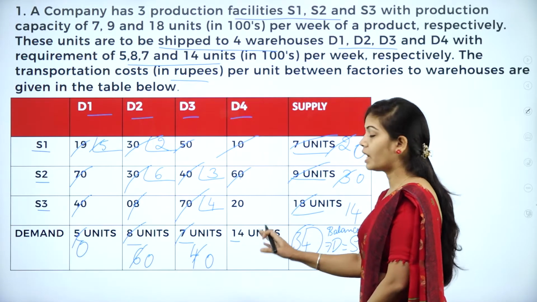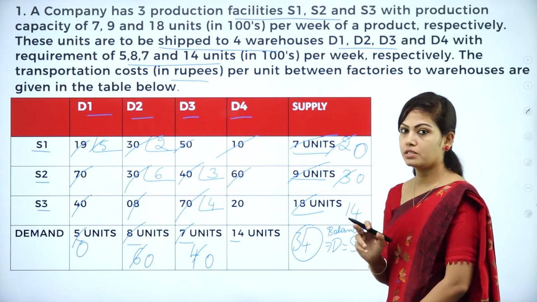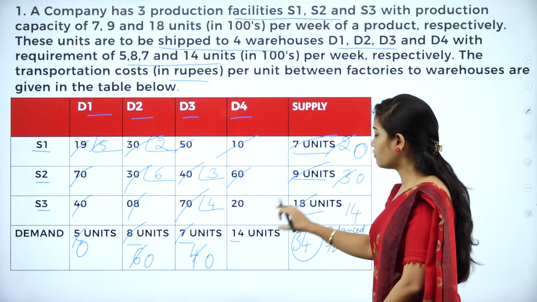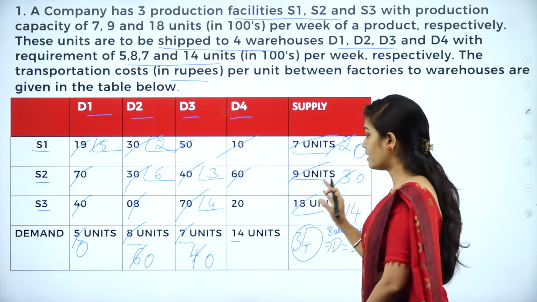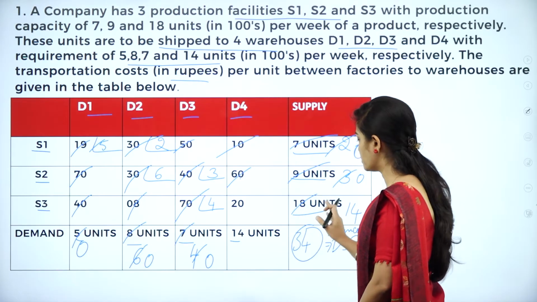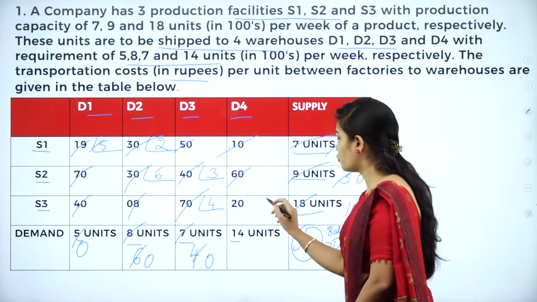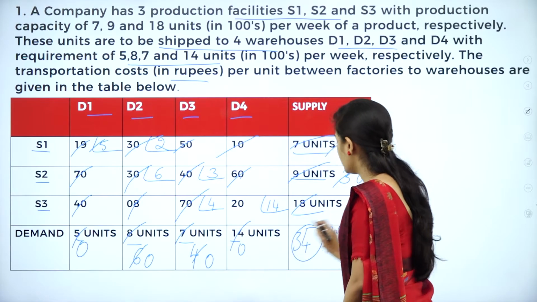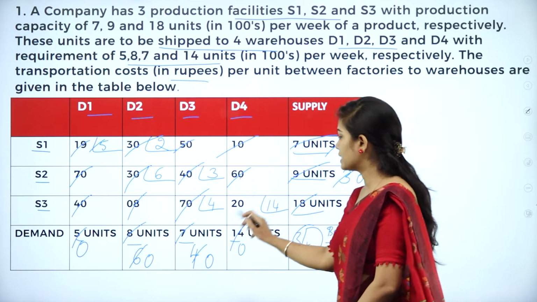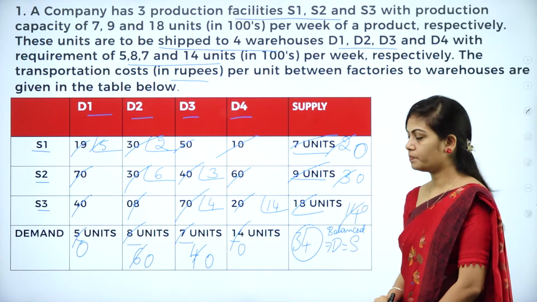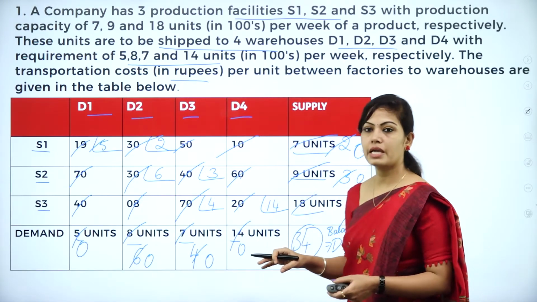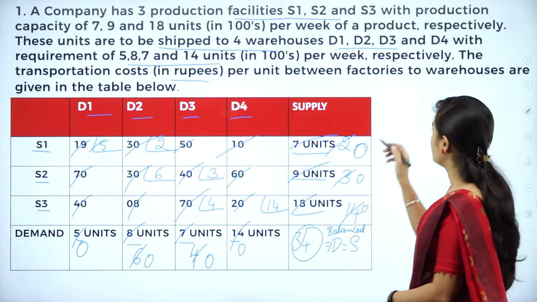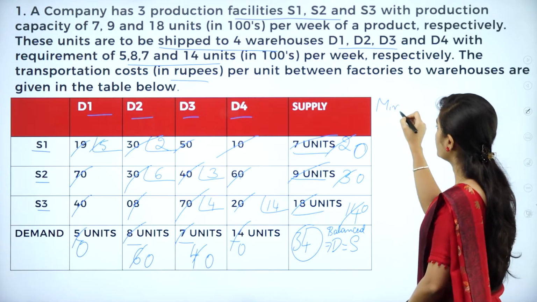Both the values should be the same at last. If you get only one variable, both the values should be the same. Otherwise it is wrong. So here I got the same value. 14 and 14, I will allocate 14 rupees to this cell. So it will become 0. So I can cancel this 20 also. Now I have completed the cancellations. So what is the next step? You have to find the minimum transportation cost.